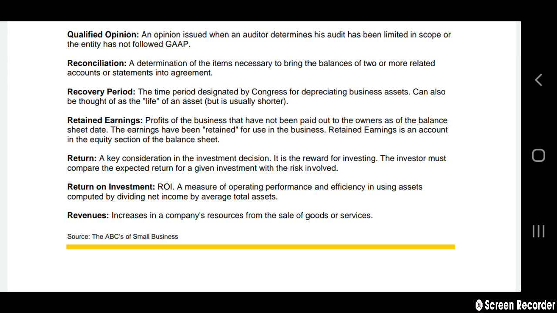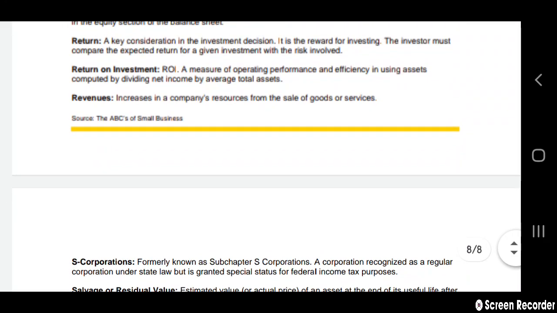A key consideration in the investment decision. It is the reward for investing, and the investor must compare the expected return for a given investment with the risk that is involved. Next, return on investment, ROI. A measure of operating performance and efficiency in using assets, computed by dividing net income by average total assets, is called return on investment. And revenue, an increase in a company's resources from the sales of goods or services, is called revenue.